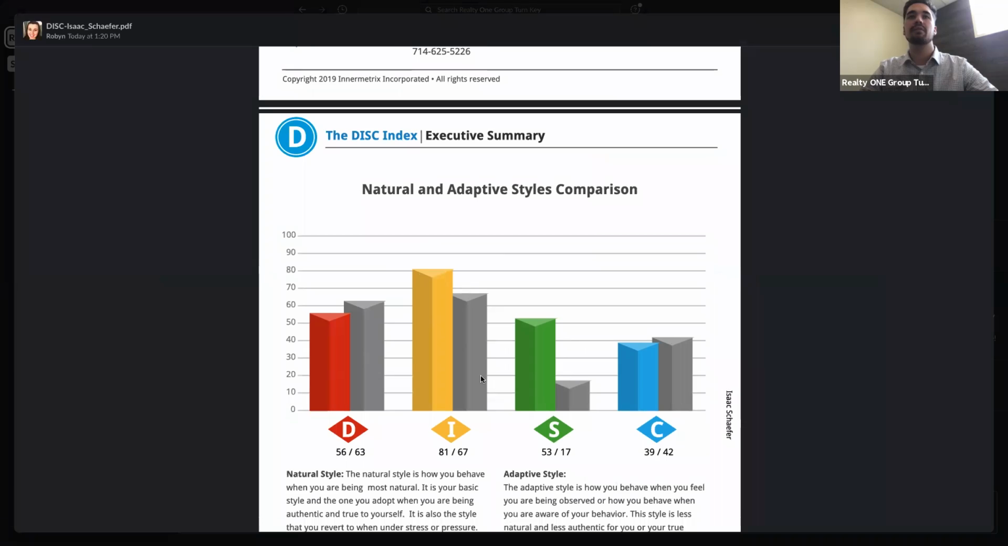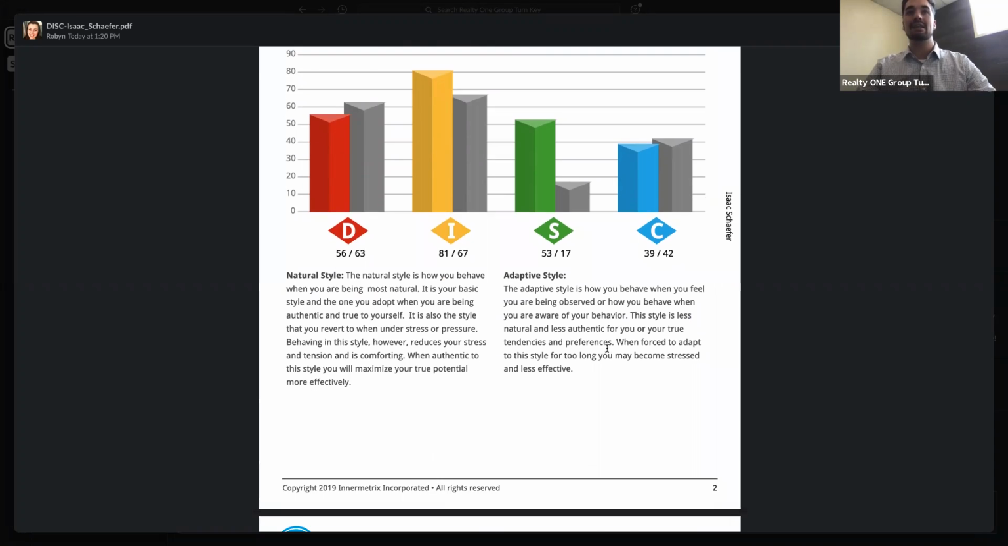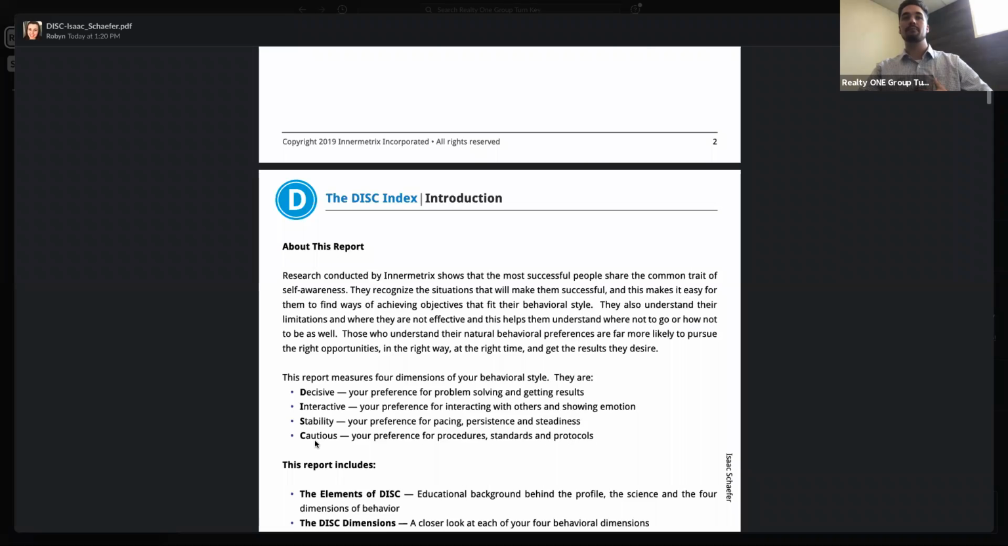Okay, so this is my personality type. The majority is the I, followed by the D, followed by the S, followed by the C, and then it takes you through what this means about you. And it's crazy how accurate it is. So it took me, what, Robin, like 30 minutes? No, I think it was even less.